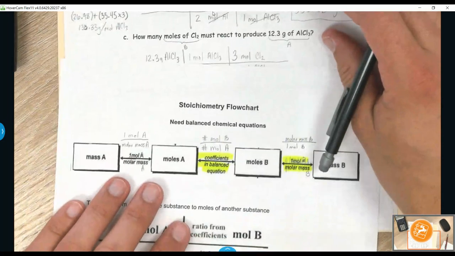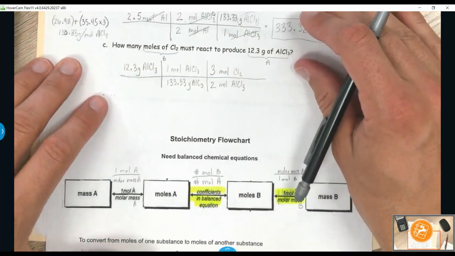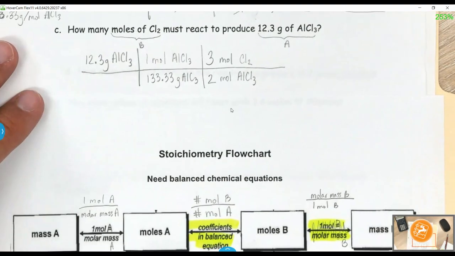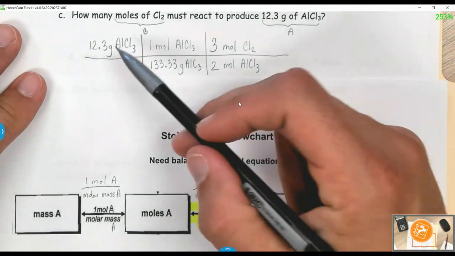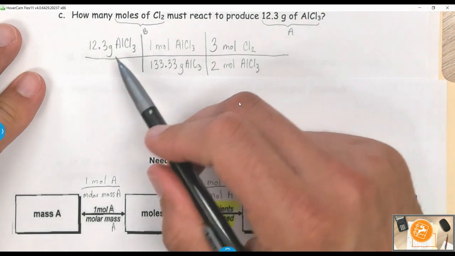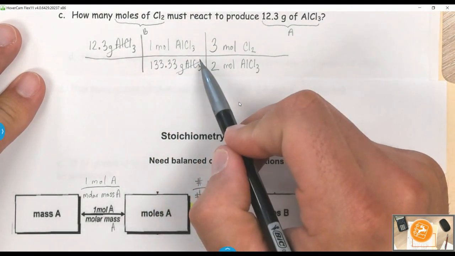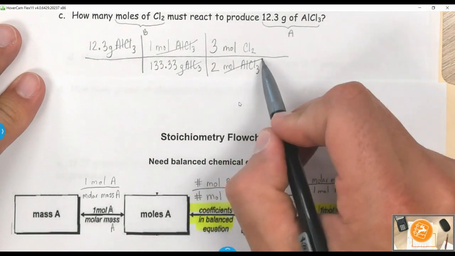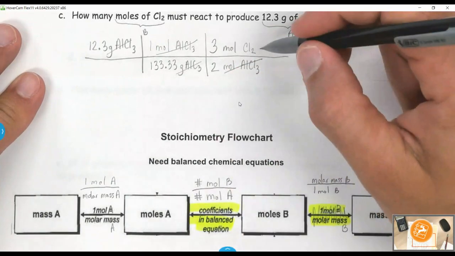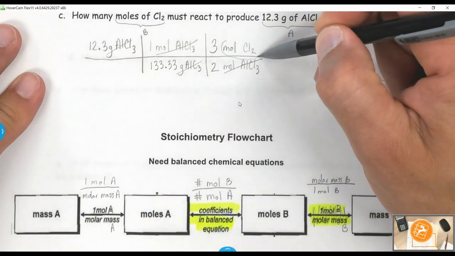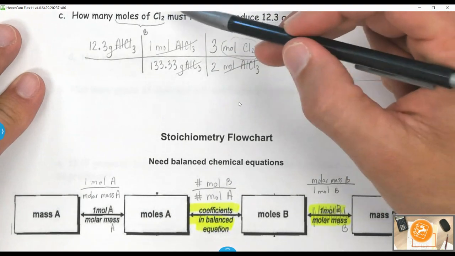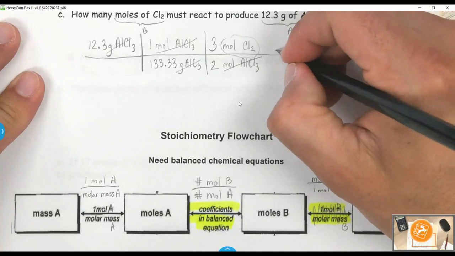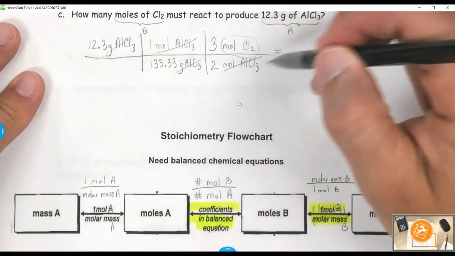And when we finish, let's look at the crisscross method here, or the dimensional analysis method, or factor label, however it's called. We have grams of aluminum chloride on top and on bottom, so that's good. They get to cancel. Moles of aluminum chloride on top and on bottom, cancel. So what we're going to finish at is moles of chlorine, which is what we wanted. So what do we do? Now we just multiply everything on top and then divide by what's on bottom.